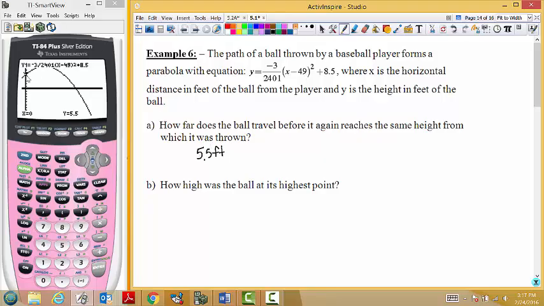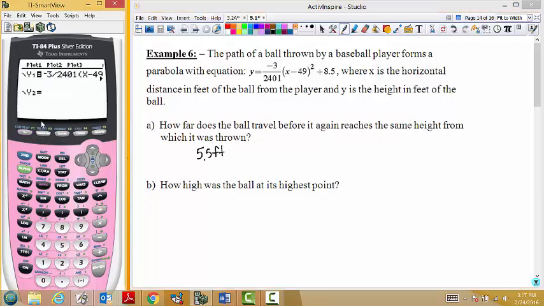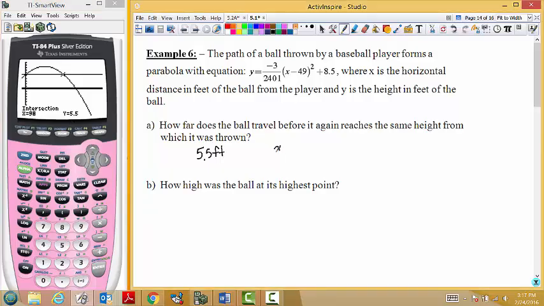Okay. How do I find where it crosses 5.5 foot again? Well, I can graph y equals 5.5. And that will allow me to see where it came back through 5.5. So I'm going to hit second, trace, and do you remember that we found intersections, number 5. First curve, enter, second curve, enter, guess, enter: 98 and 5.5. So how far does the ball travel? 98 feet.